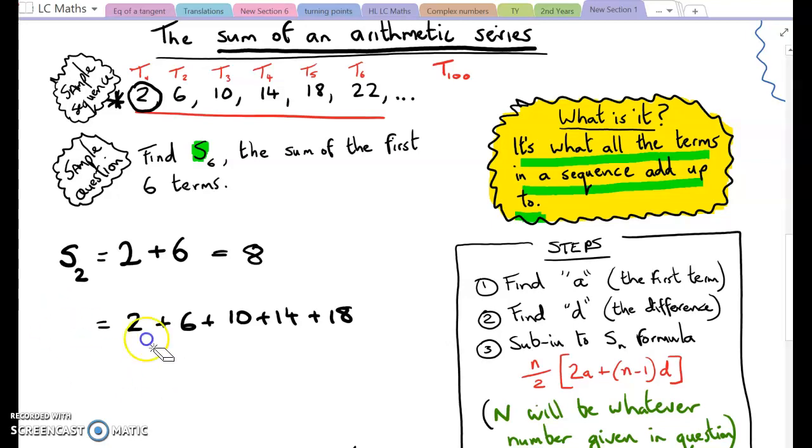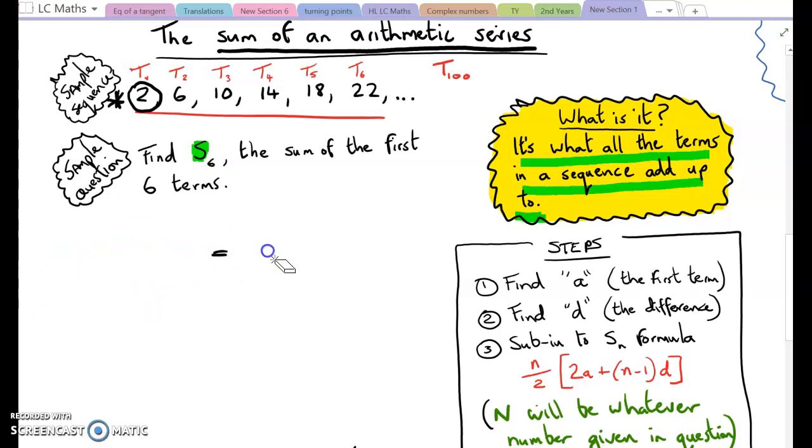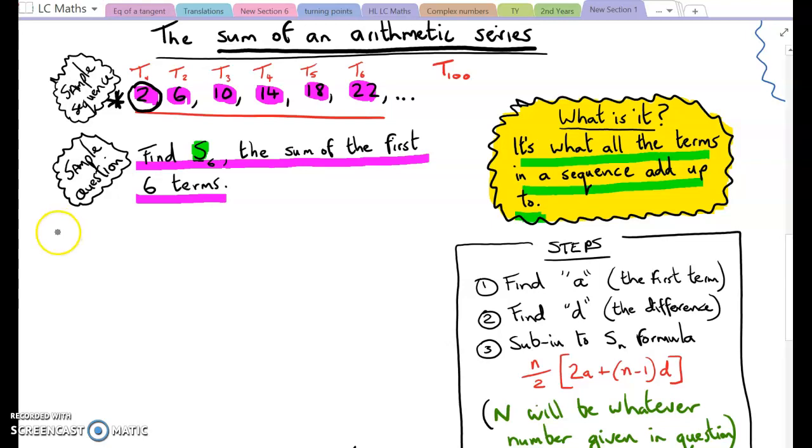Okay, so there's a sample question here, and we're going to use that list of numbers that are written up here. So we've term 1, term 2, term 3, term 4, term 5, and term 6. And the question is, find S6, or the sum of the first 6 terms. Now, of course, I could just do that really quickly on my calculator. I could just write down the first 6 terms, add them all together, and I'd get my answer. I think you get 72.